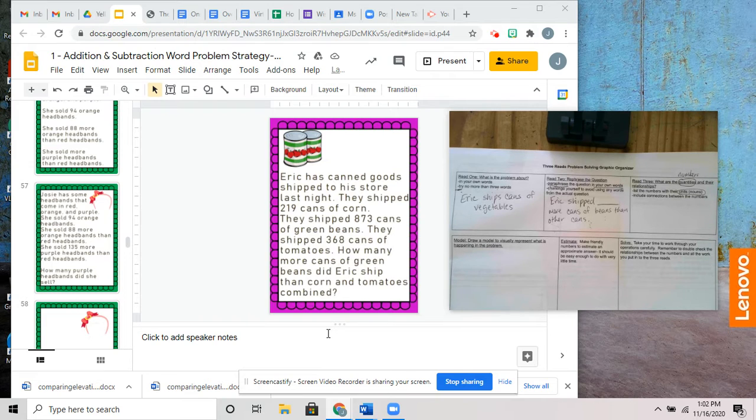Eric has canned goods shipped to his store last night. They shipped 219 cans of corn. They shipped 873 cans of green beans. They shipped 368 cans of tomatoes. How many more cans of green beans did Eric ship than corn and tomatoes combined?